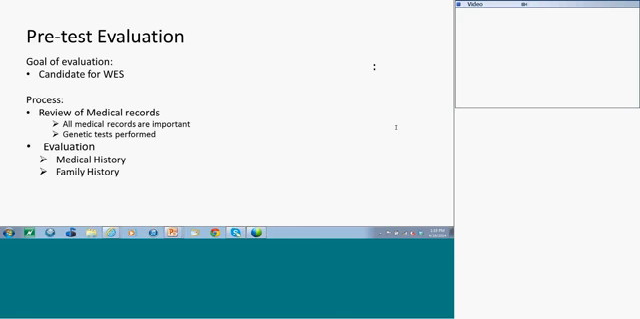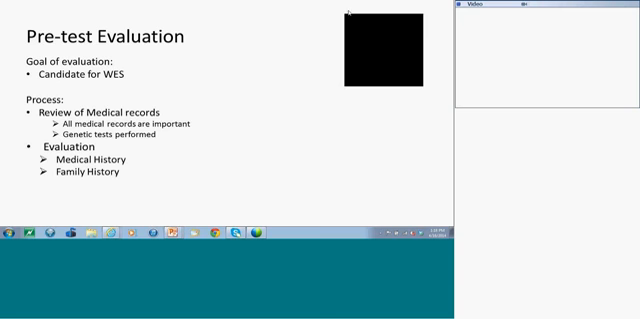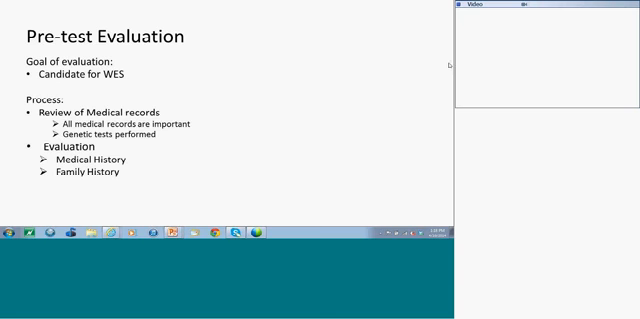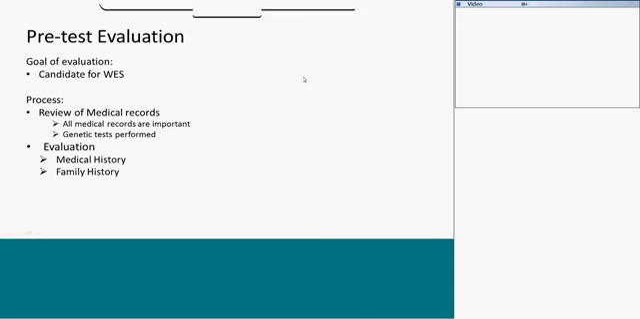So what happens? What is it that you have to do as a patient? The test definitely needs a pre-test evaluation. The goal is to see whether or not the patient is a candidate for whole exome sequencing. Whole exome sequencing is the same thing as clinical exome sequencing, and some laboratories use whole exome sequencing and some use clinical exome sequencing. And the goal, again, is to see whether or not a patient is a candidate for exome sequencing.